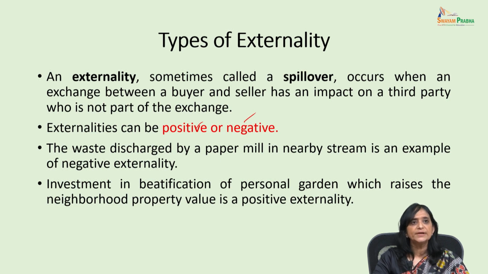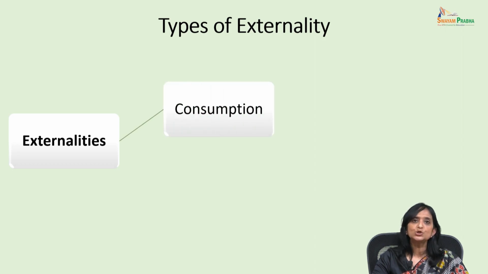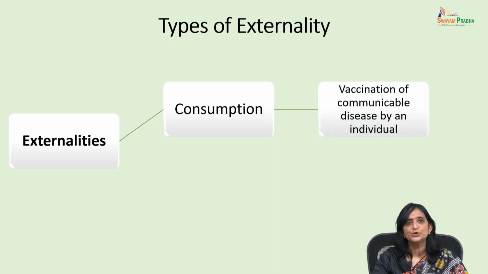An example of a negative externality can be the waste discharged by a paper mill into a nearby stream. Investment in the beautification of a personal garden, which raises the neighborhood property value, is a positive externality. Further, these externalities can also be divided on the basis of how they are consumed or how they are produced.